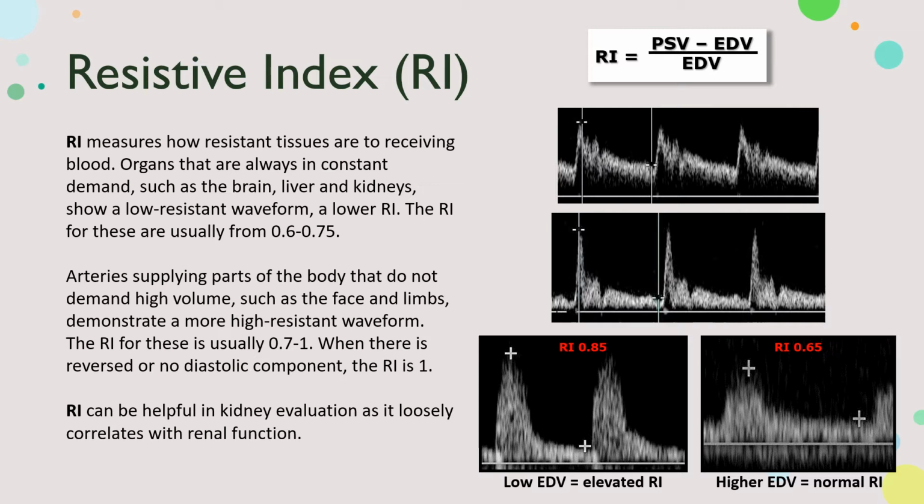Now, when we talk about vessels that are feeding places like the face or the limbs, those are more high resistance, not quite as important for those to receive blood flow as it would, say, be for the brain. So the RIs in these vessels are usually higher than 0.7 or 0.75. And then depending on the vessel, if we're talking about, say, an iliac artery or common femoral artery, we have biphasic or triphasic flow. Those RIs are going to be 1.